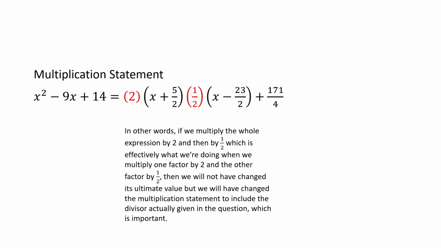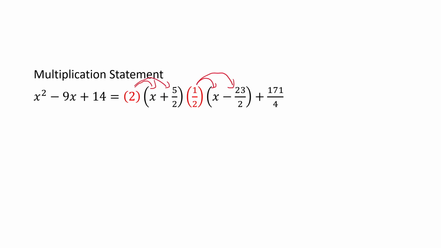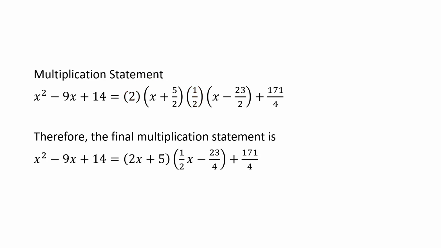In other words, we're multiplying the whole expression by 2 and then by 1/2. Distributing both of these in, I get 2 times x plus 5 over 2 is equal to 2x plus 5. And then I get 1/2 times x minus 23 over 2 is equal to 1/2 x minus 23 over 4. And that is our multiplication statement. So we can use synthetic division to divide by 2x plus 5, but we have to take something into account at the end. Now let's take a look at our division statement.